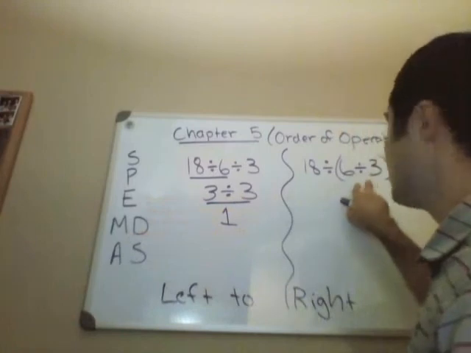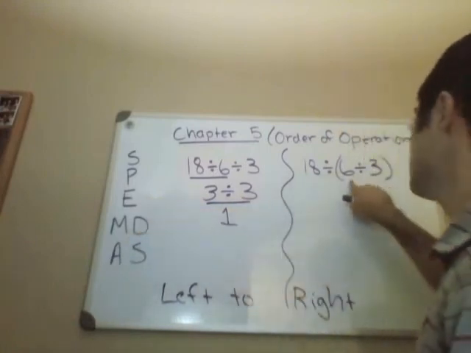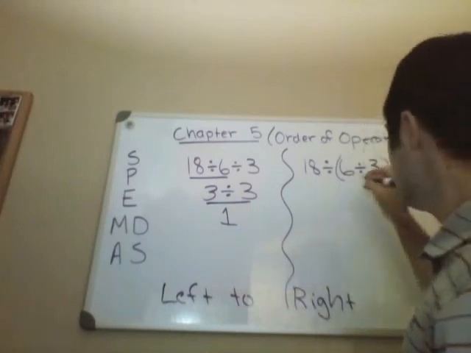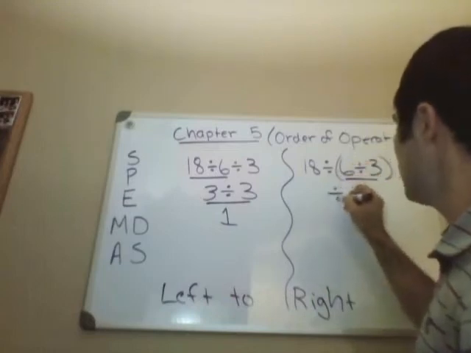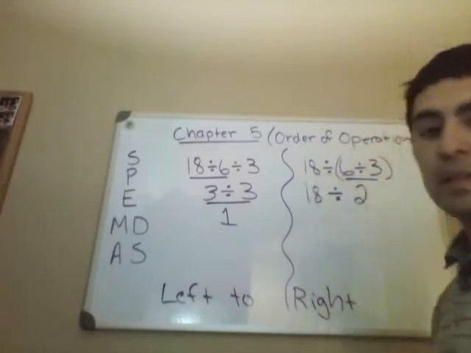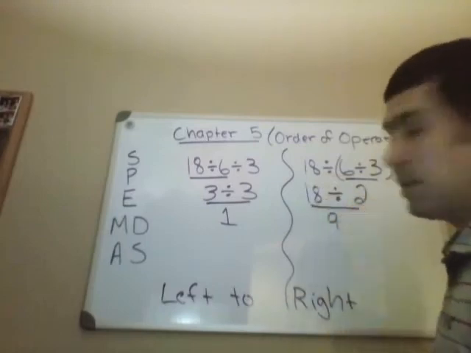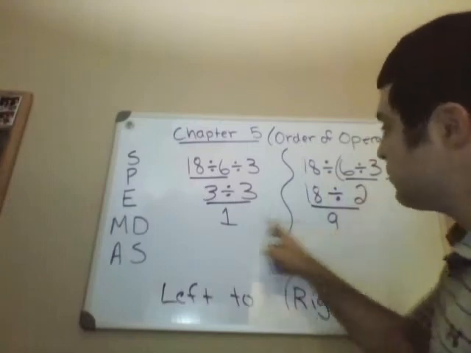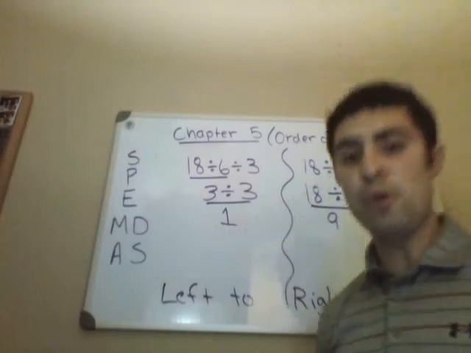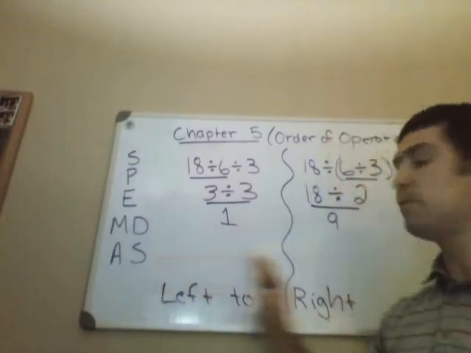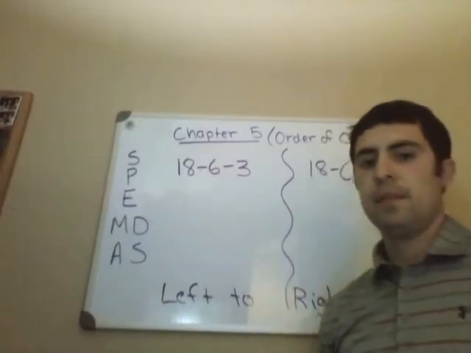And then we get to multiply and divide. Is there anything to multiply and divide? Yes. So you multiply and divide from left to right inside the parentheses. 6 divided by 3 is going to be 2. Bring everything down that you haven't already evaluated. Then you're going to have 18 divided by 2, which is 9. Notice, 9 is a completely different answer than 1. So when you have parentheses, it's very important to pay attention to that when you're multiplying and dividing from left to right, because that can completely change the outcome of your problem.